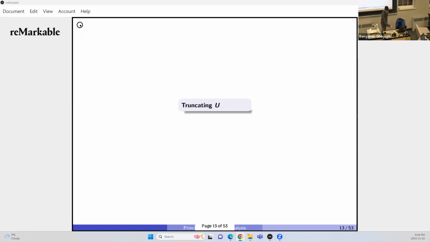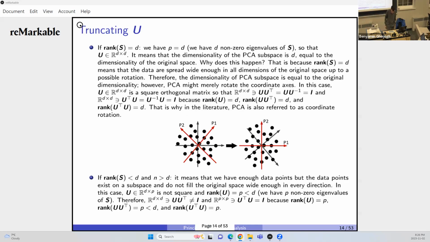As I said, we can truncate U. I think I already talked about it. We can also talk about the rank. So assume U is d by d. By the way, if we don't truncate it, assume U is d by d. What happens? PCA is not a subspace anymore. But there is a but. It does something for us.